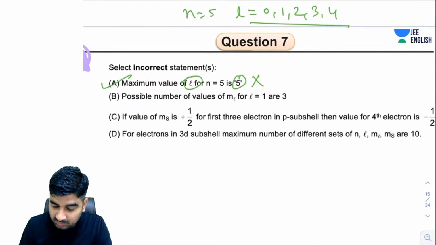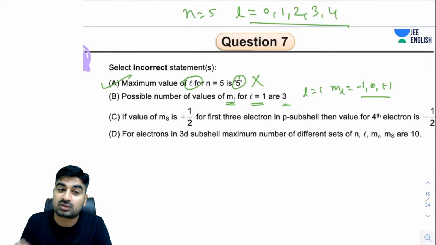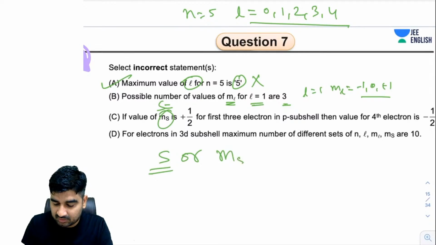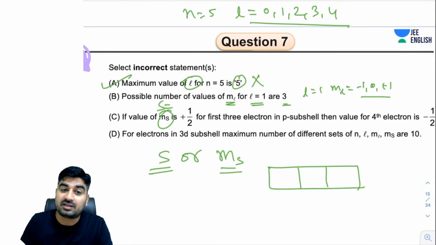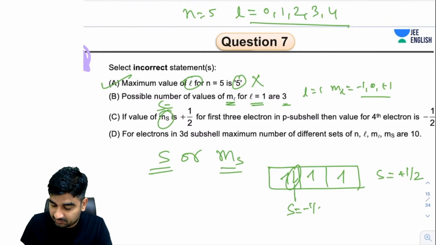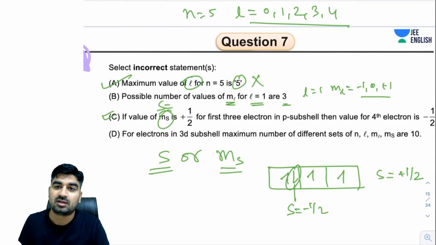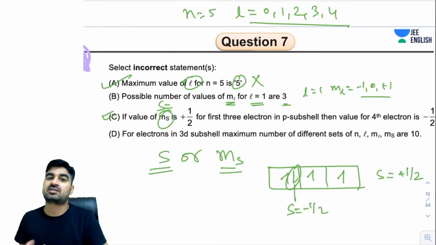Possible number of values for ML if L is 1 are 3. If L is 1, ML can be minus 1, 0 and plus 1. So 3 possible values are there. MS is plus half. It is showing S. Sometimes the spin quantum number you can represent as S or MS. Both have the same meaning. If I am writing 3 electrons, then by following Hund's rule I will write like this. And if this is plus half, then the fourth will be minus half. So this statement is also correct. I'm explaining each statement so that your basics can be clear.